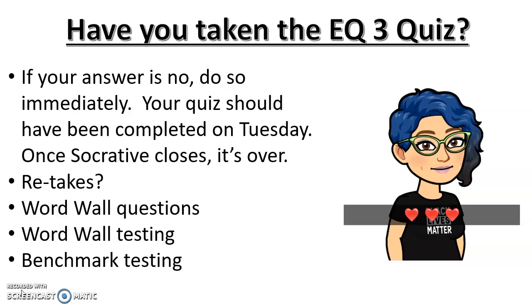A lot of people sent me remind messages about two of the questions on the EQ3 quiz. It was the one that just said the list of outputs, the list of inputs. Those were word wall questions. The only two word wall words we had for EQ3 were domain and range. So for those, I was just looking for you to put the name of the definition, either domain or range. Which leads me to word wall testing.